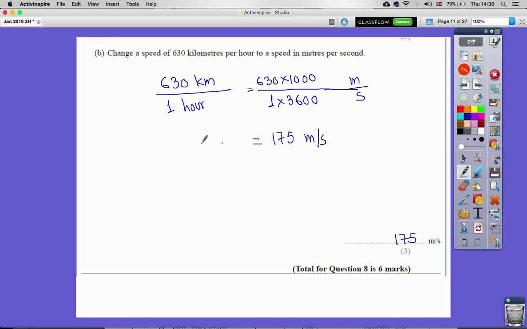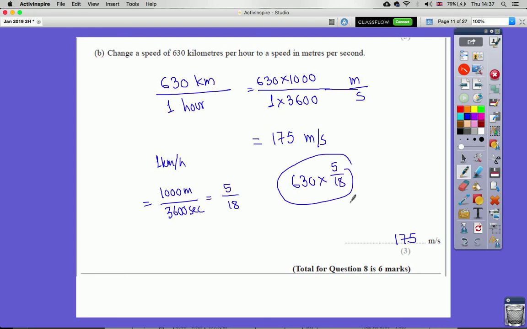So your answer is 175. An easier way to do it is, 1 kilometer per hour is 1000 meters over 3600 seconds, because 1 hour is 3600 seconds. If you simplify the fraction, you will get 5 out of 18. So if you do 630 times 5 out of 18, you will also get 175 meters per second straight away. So this is a shortcut method of remembering how to convert kilometers per hour into meters per second, right?